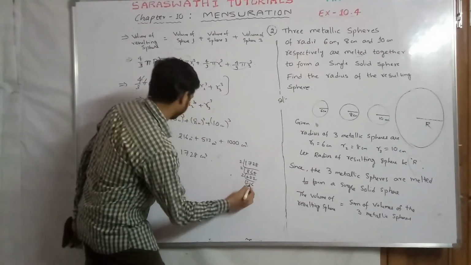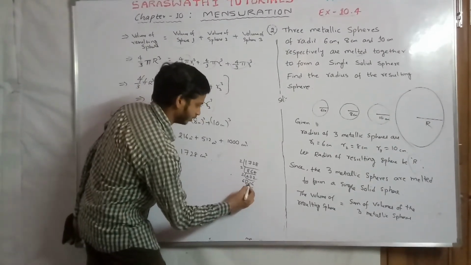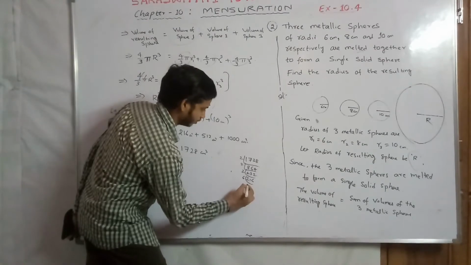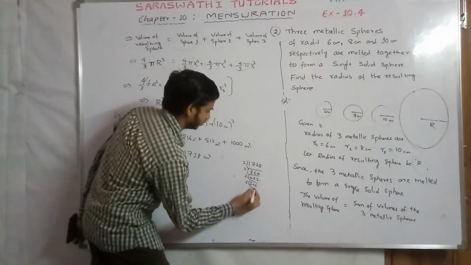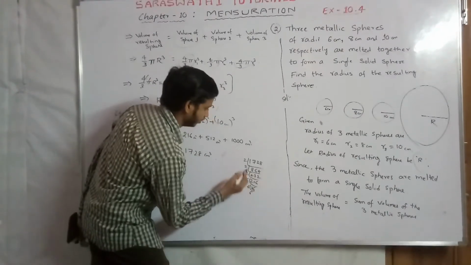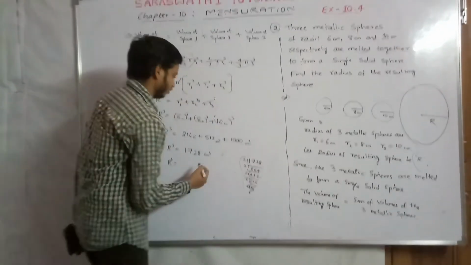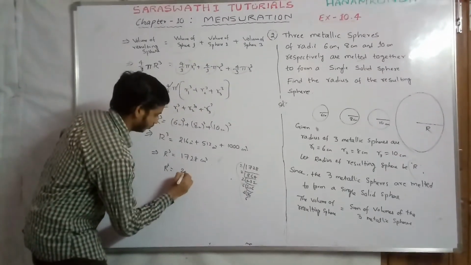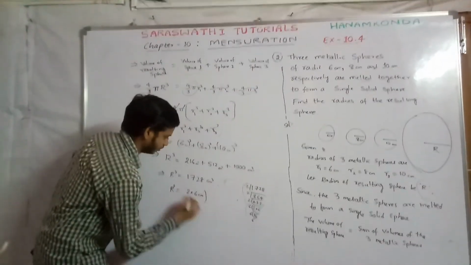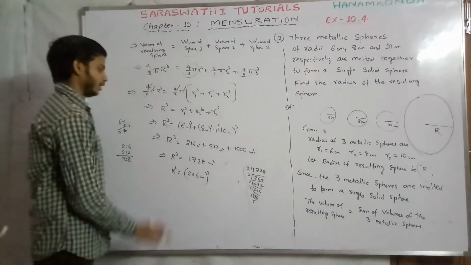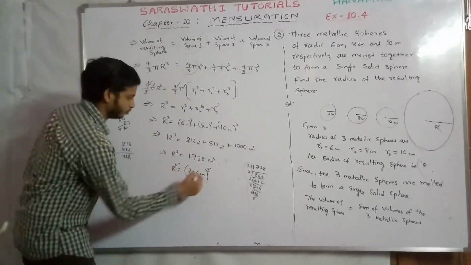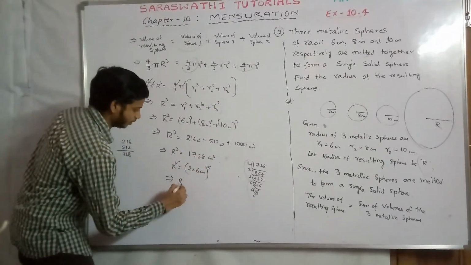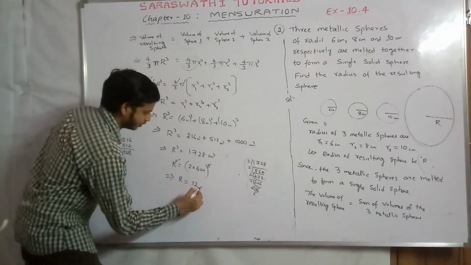Similarly, you can get 216 as 6 into 6 into 6. So we can write 1728 as 2 into 6 whole cube, that is, 2 into 6 centimeters whole cube. That means the cubes get cancelled, so R equals 2 times 6, which is 12 centimeters.